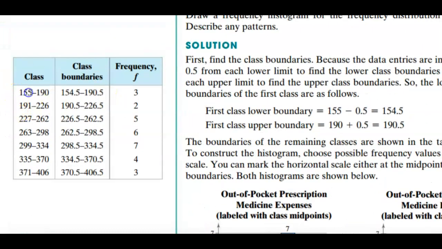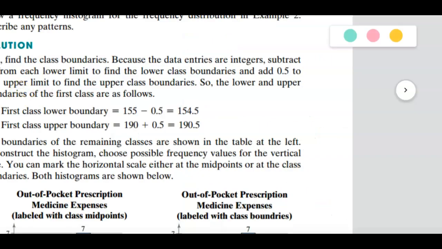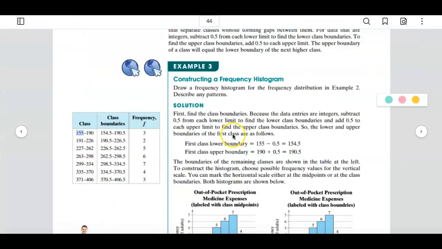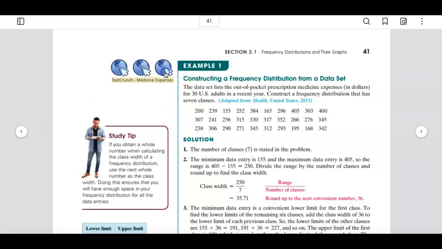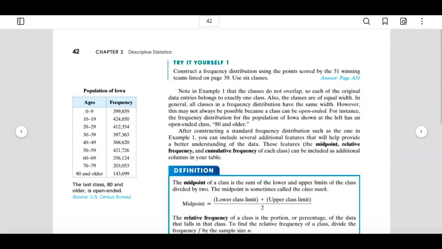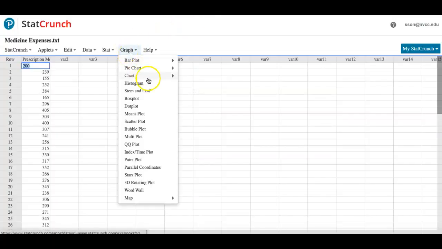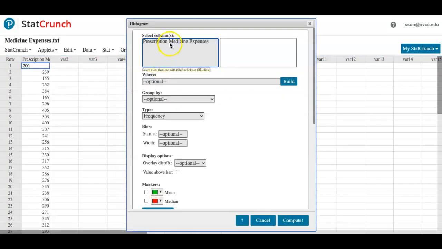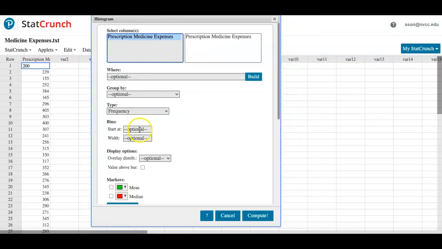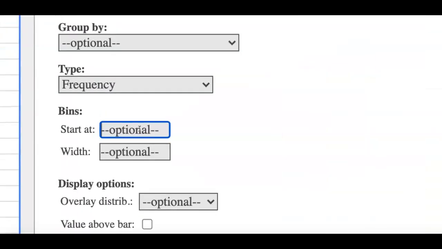I can see that the starting point is 155. So I'm going to go to StatCrunch. Oh no, where did it go? Oh, I think I closed it by mistake. Let me open it up again. I'll click on this. So I opened it back up. And I'm going to click on Graph, Histogram, and click on the prescription medicine expenses. And down here, let me tell it that I want the bins, or classes, to start at 155. But what about the width?